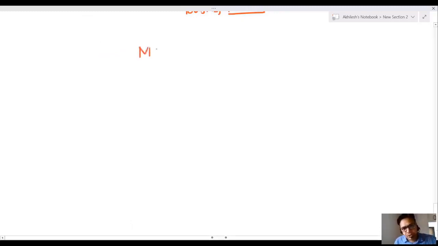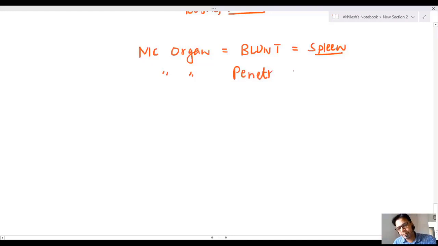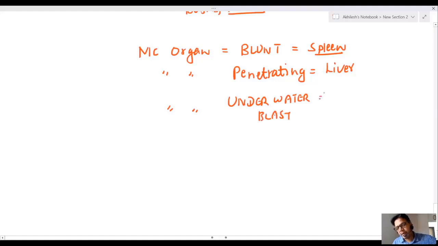Now, sir, most common organ injured in blunt trauma is spleen. Most common organ injured in penetrating trauma, I told you penetrating, in stab injury when it goes in cavity, it is liver. Blunt trauma is spleen. Most common organ in underwater blast? The answer is intestine. Normally it is lung, but underwater blast.